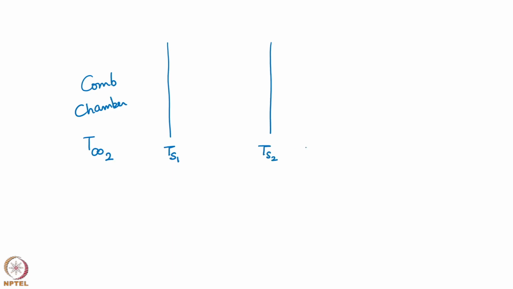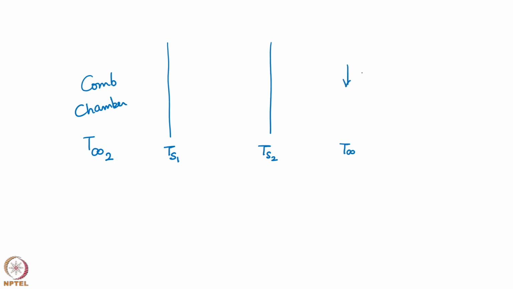Typically, if this is the wall and this is your combustion chamber with the combustion gases, this is going to be at a very high temperature. Let me call this T infinity 2. This is T surface 1, T surface 2, and outside is T infinity.